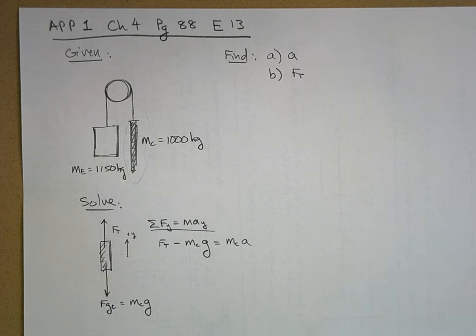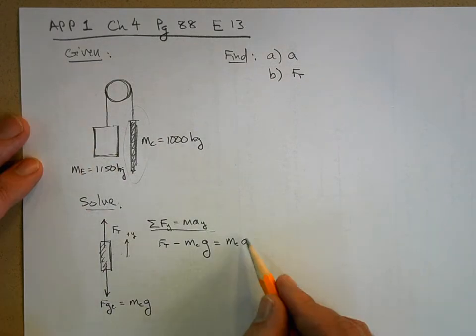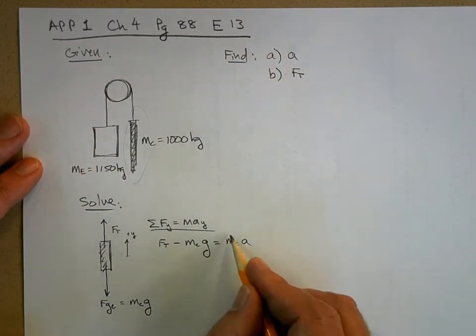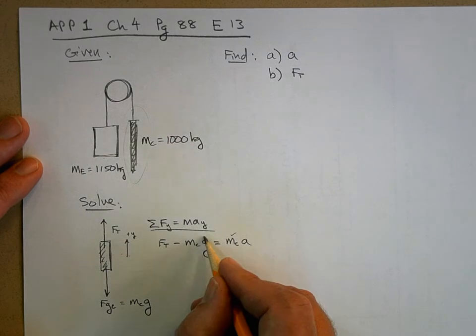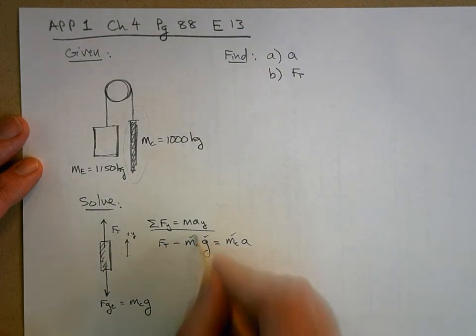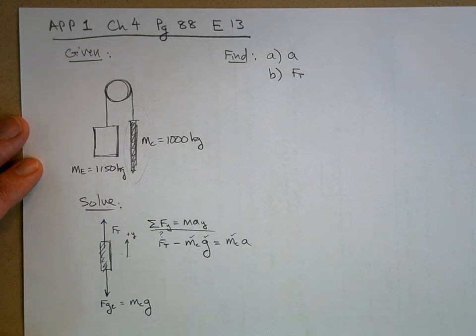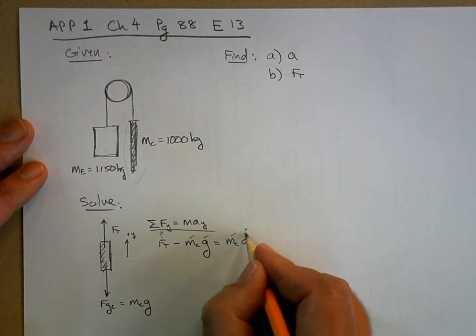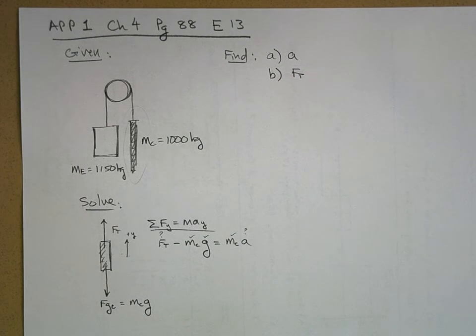Now I've just completed step 4. Now step 5, solve for your unknown. Well, what do we want to find? We want to find the acceleration, but there's a problem. I know the mass of the counterweight. I know g, 9.8 newtons per kilogram. But I don't know the tension force. I've got 2 unknowns in one equation. I can't solve it. So what do I do? I need a second equation, right?